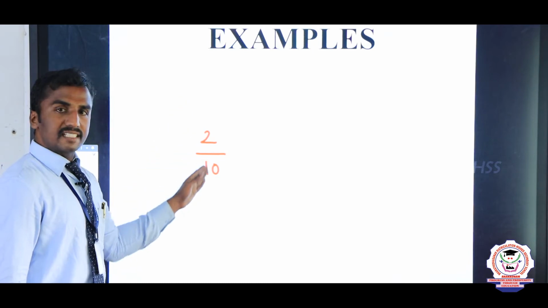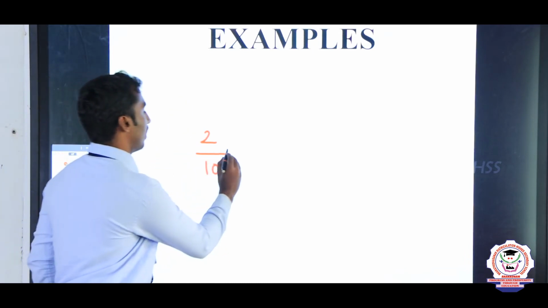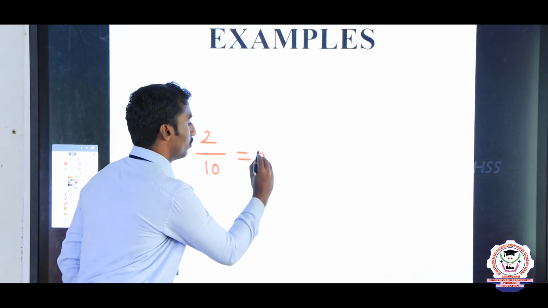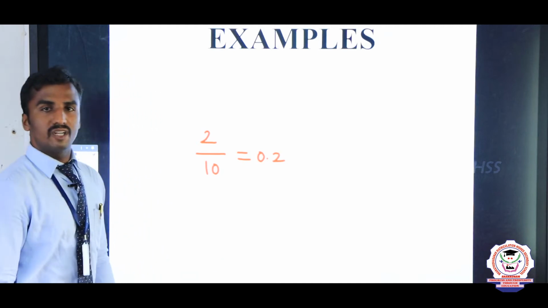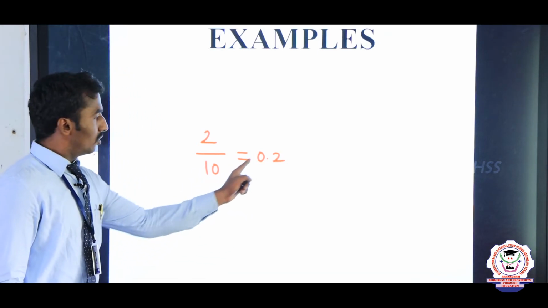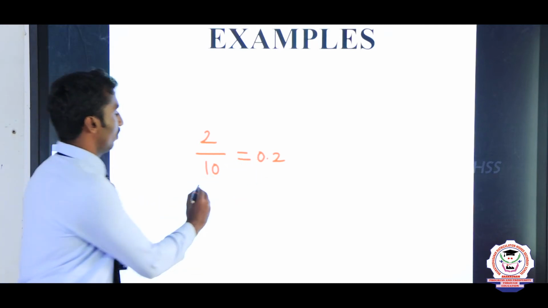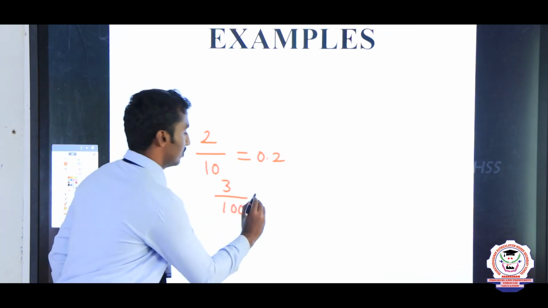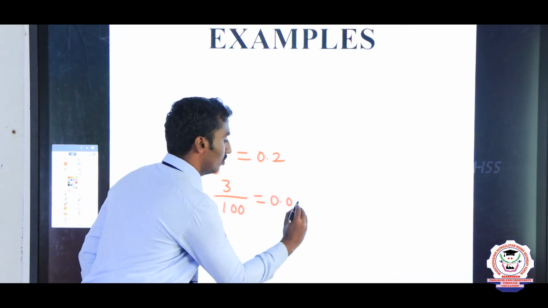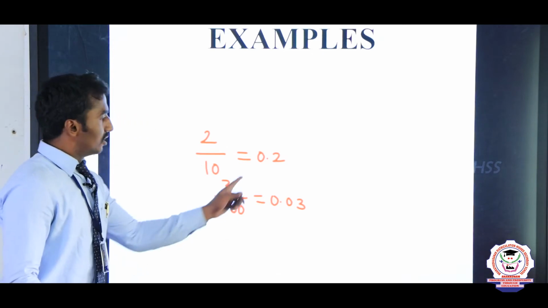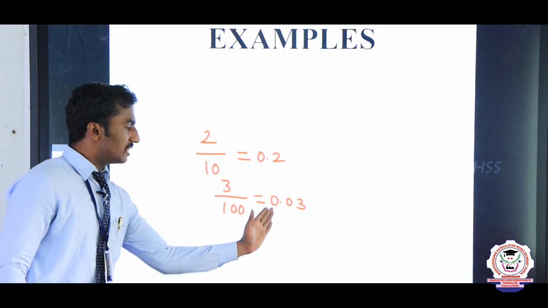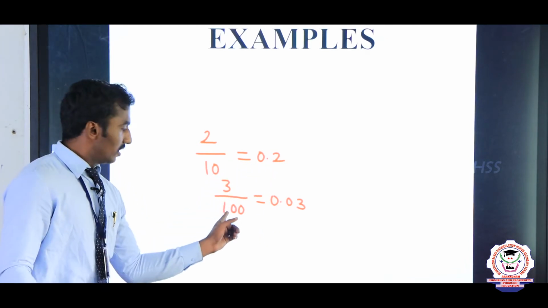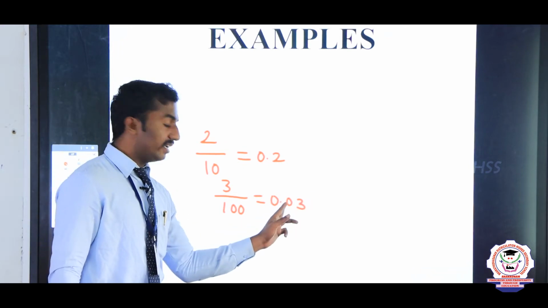Decimal fraction converting into decimal number: 2 by 10 equals 0.2. Here there is only 1 zero, so only 1 digit after the decimal point. Next example, 3 by 100 means 0.03. In the denominator there are 2 zeros, so after the decimal point there are 2 digits.